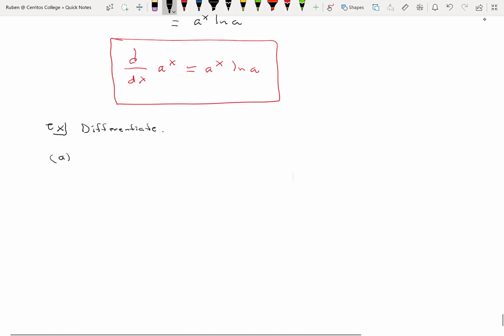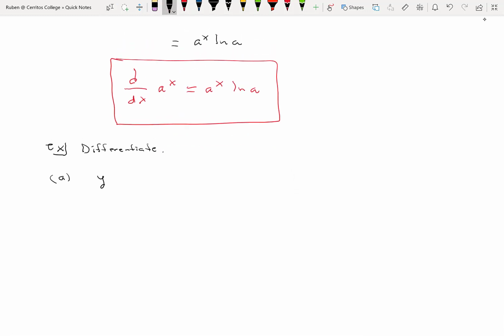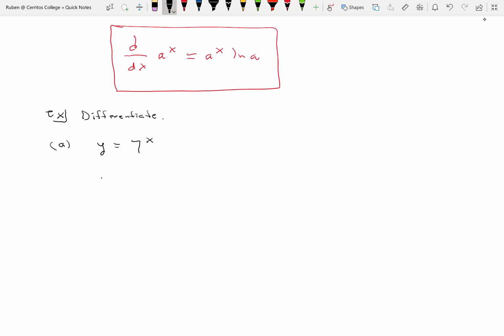Part A, let's say y equals something real simple, 7 raised to the x. Okay, so y prime, look at the formula above, the derivative of a to the x is then a to the x again, times the natural log of the base, natural log of a. So the derivative of 7 to the x is 7 to the x times the natural log of 7, and that's it. There's nothing else to do with that.